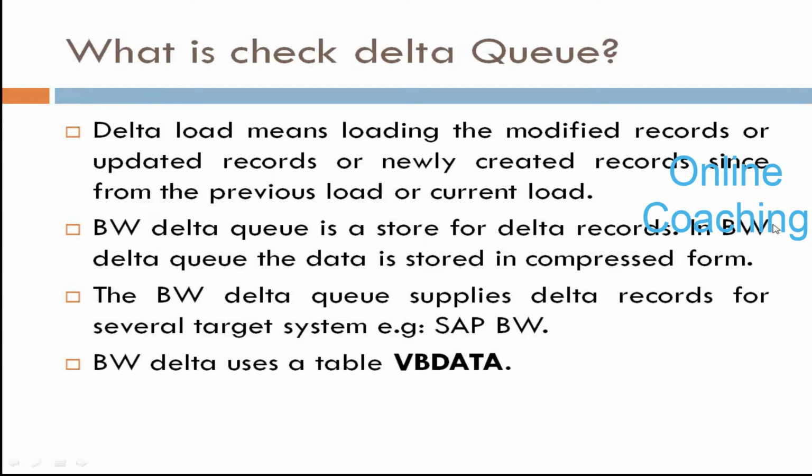If you go to the BW delta queue, it contains a store of the delta records. That is called RSA7. In the BW delta queue, data is stored in a compressed form. BW delta queue supplies the delta records for several data targets, for example, BW itself. Where will this delta information be stored? There is a table called VBDATA. The delta related information will be stored in this table.